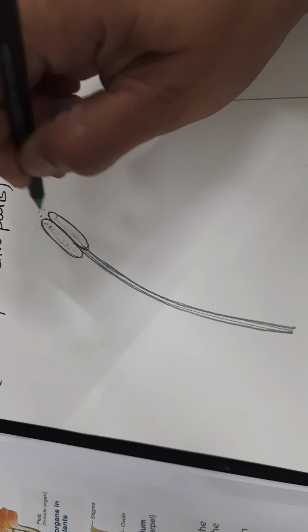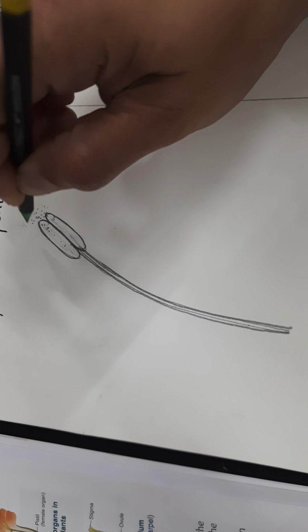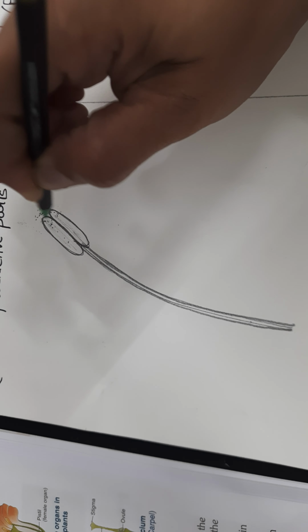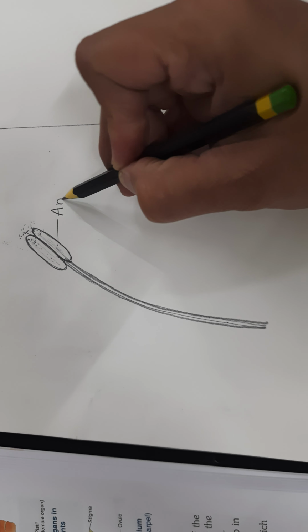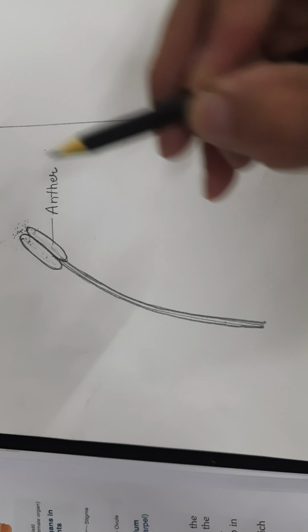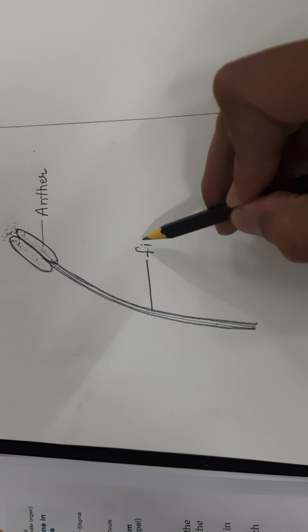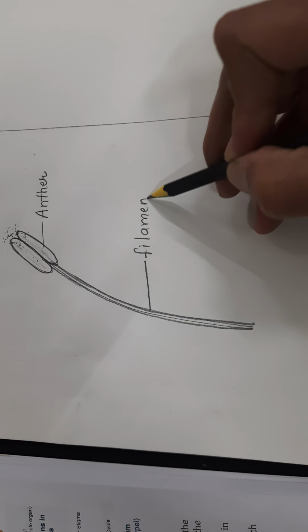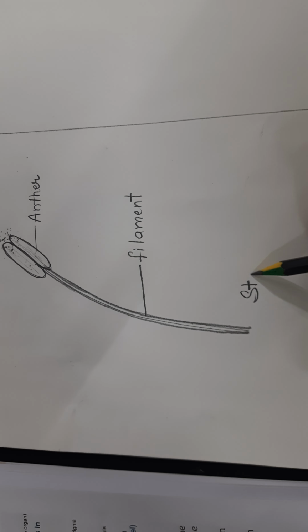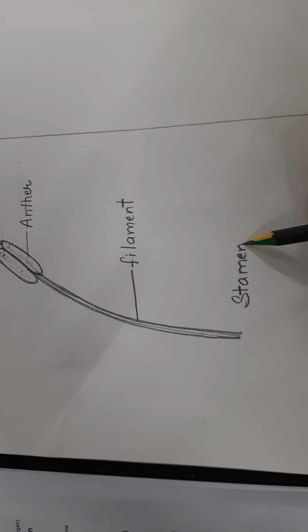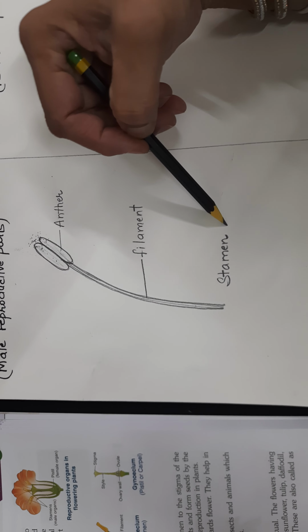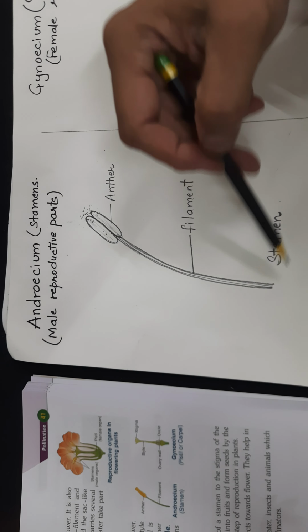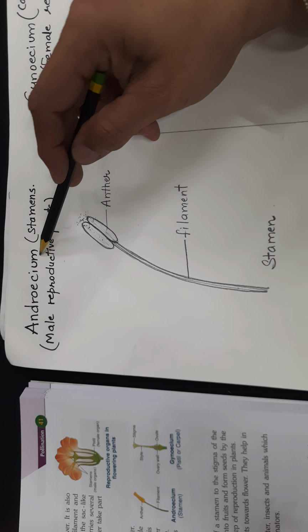This anther, when it matures, will give out the pollen grain, dust-like particles. Now we will label it: anther, filament. This is the structure of a stamen, right? The male reproductive part of the flower. A single one is known as a stamen, and all the stamens collectively are called the androecium.